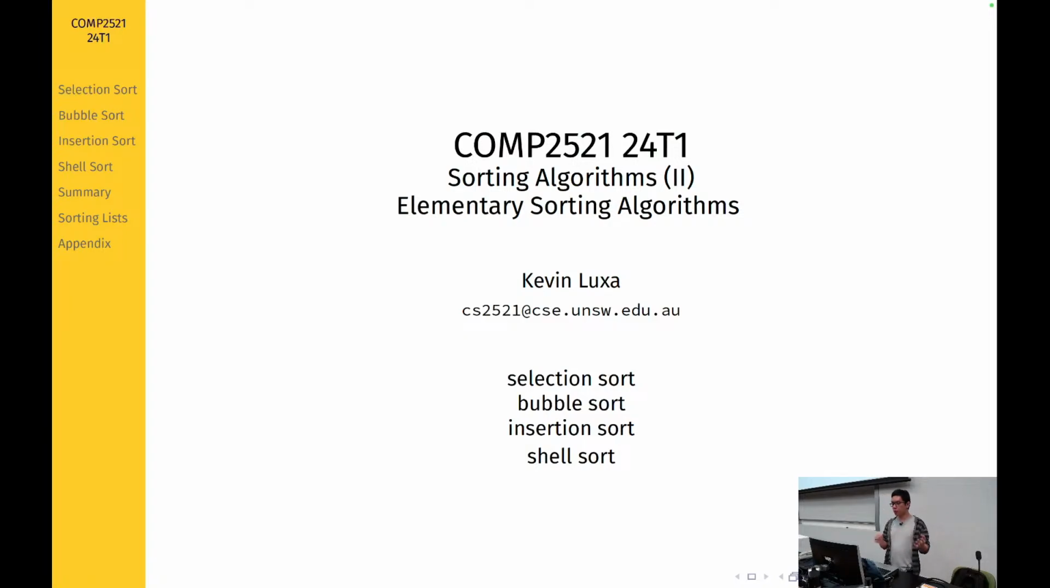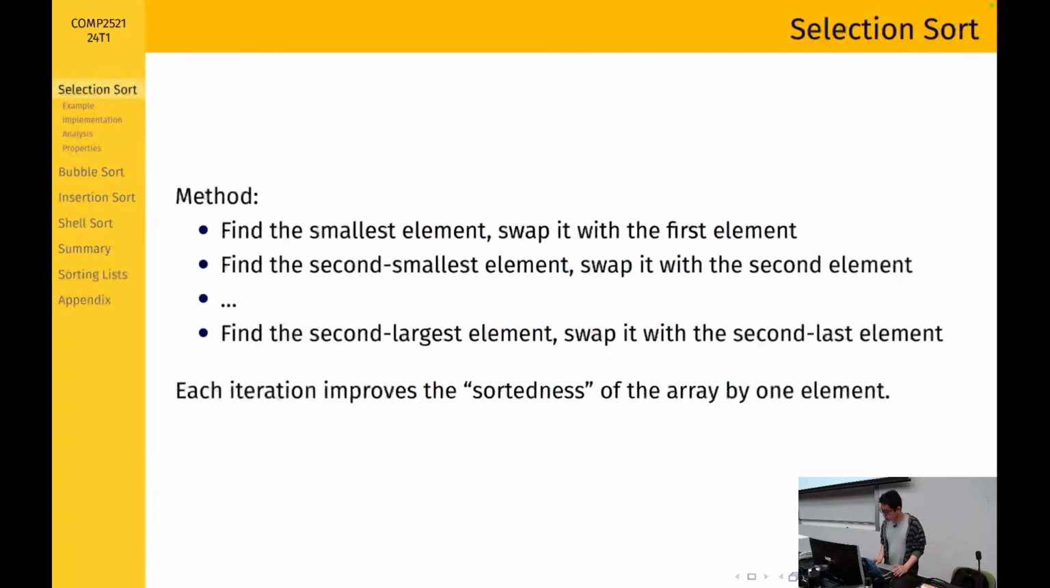And they all have something in common. So selection sort, bubble sort, and insertion sort are what we call O(n squared) algorithms. So these algorithms are O(n squared) in the worst case. Now shell sort is going to be a bit faster than O(n squared), but it's still going to be O(n to the power of something), where that something is greater than 1. Okay, so the first sorting algorithm is selection sort.